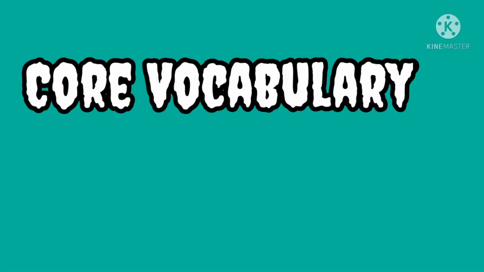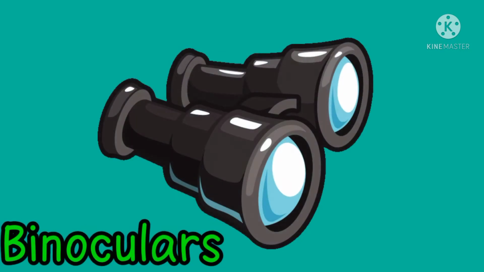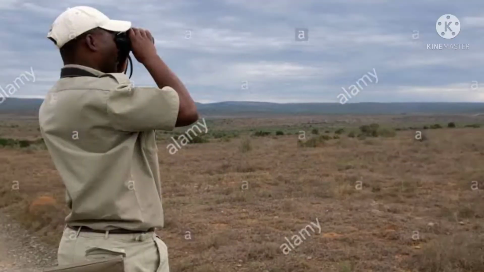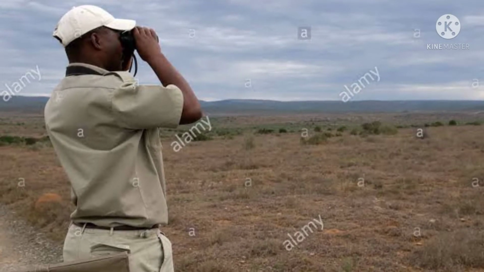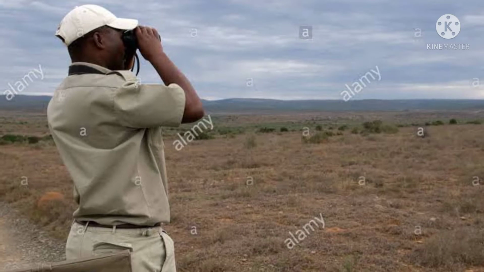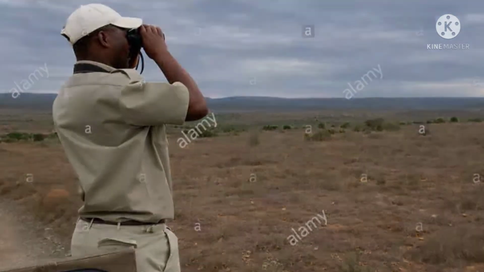Now kids, let us take a look at some of the core vocabulary in this topic, desert habitats. First is binoculars. Binoculars are an instrument people use to see very far in the deserts. Can you see the man here using binoculars? Yes, he's seeing very far using the binoculars in the deserts.